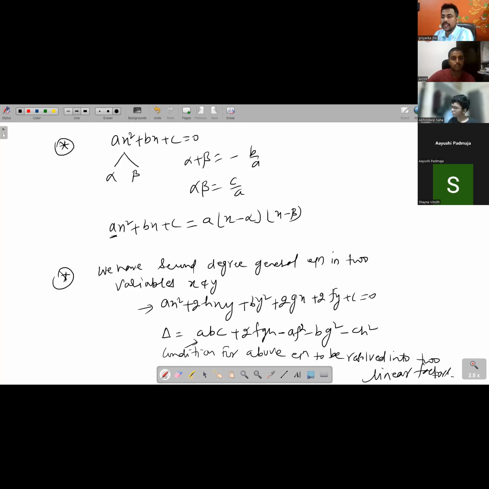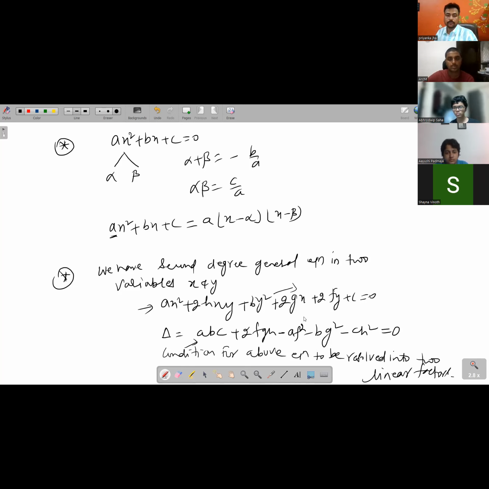So you'll be asked to find the linear equations from which we can make this quadratic equation. If you're asked to find the linear equations, there will be a different way that I'll tell you. But suppose you're asked to check whether this second degree general equation can be resolved into two factors or not. For that, we have to check this thing, delta: ABC plus 2FGH minus AF square minus BG square minus CH square. If this is zero, then we can say that yes, this equation can be resolved into two factors, like we factorize, right?